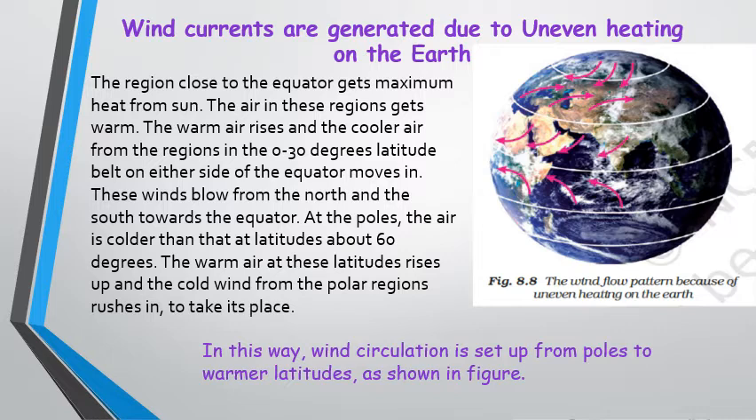At the pole, the air is colder than at the latitude above 60 degrees. The warm air in these latitudes rises up and the cold wind from the polar region rushes in to take its place. In this way, wind circulation is set up from poles to warmer latitudes as shown in the figure.